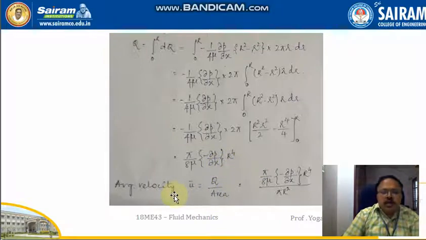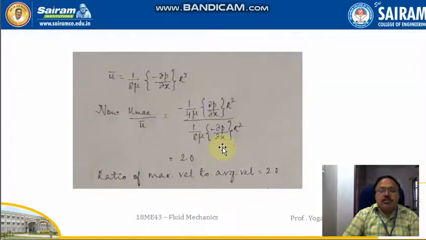Now the average velocity u bar is taken as the discharge Q divided by area, because Q is equal to A into velocity. So substituting Q, what we obtained here, and area as pi R square, u bar is now this. Now we want the ratio of maximum velocity to average velocity. The maximum velocity we obtained earlier, we have substituted here. The average velocity, just now we got it, we are substituting here, simplifying everything.